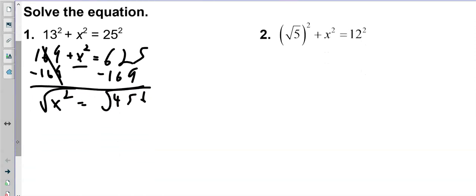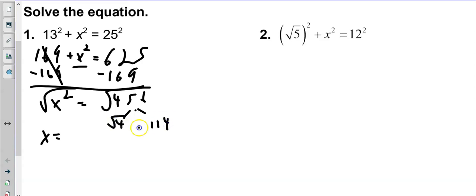Now, of course, we could just turn that into a decimal, and that decimal is an approximation because 456 is not a perfect square, right? So we need to look for numbers that are perfect squares that go into 456, right? And when we do that, it ends up being 4 times 114.